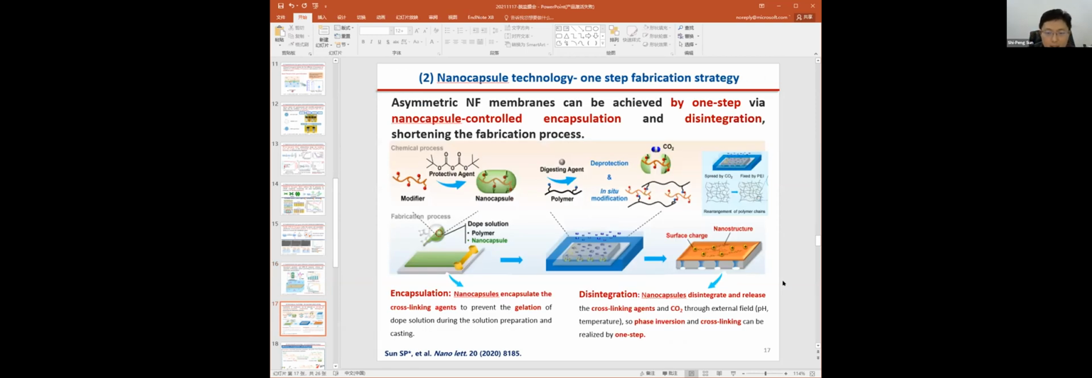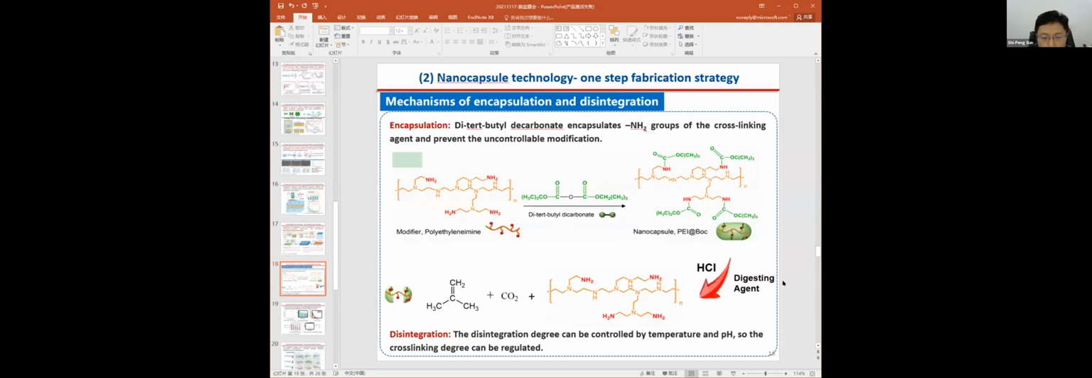Inspired by this host-guest chemistry, we thought, can we synthesize a nanocapsule and trap the modifiers, the surface charge modifiers, inside this nanocapsule, and put it into the dope solution. So the modifier does not react with the dope solution during the dope solution preparation step, but we release this kind of modifier during the phase inversion process, so that we can perform the phase inversion and the surface modification in one step. We chose polyethyleneimine and others, which are all classical modifiers in the literature.